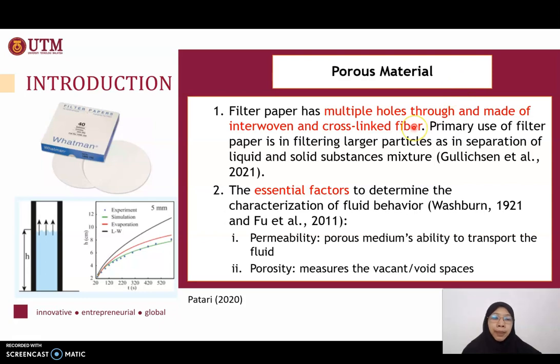Okay, so what is actually a porous material? Filter paper, paper, and also our clothes are actually porous materials. Normally it has multiple holes through it and is made of interwoven and cross-linked fiber. It can be well-defined, or it can be just a random configuration of these cross-linked fibers.